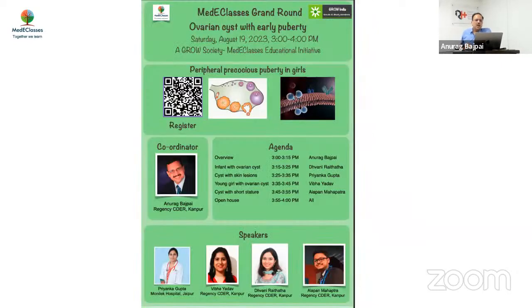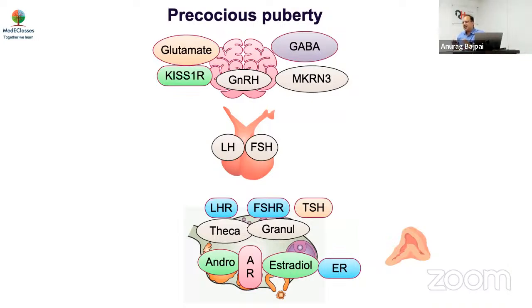Now, what we're going to do over the next hour or so is try to cover four cases. So we have an infant with ovarian cyst, which initially Dhani will talk about. Then we have a case with cystic lesions, skin lesions, a young girl with ovarian cyst, and finally a girl with short stature and ovarian cyst. Before we do that, we will have a look at a basic understanding of what we are talking about before we go deep into individual cases.